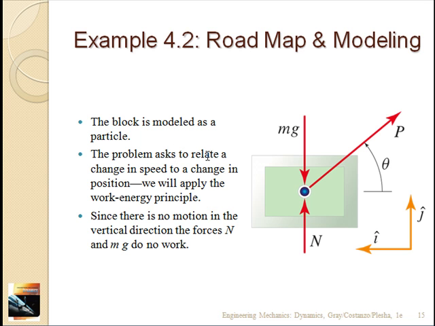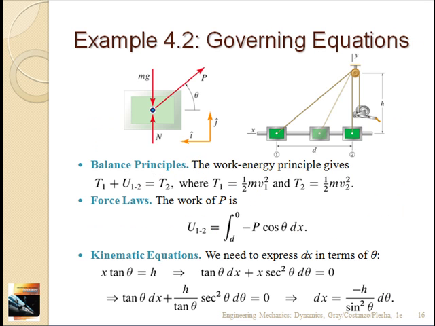So we model the block as a particle. The free body diagram is here. There's gravity down and normal force up, and then there's this tension from the rope, which is at an angle theta from the horizontal. We let i be the horizontal direction, positive left, and j be positive up. Okay, so the initial kinetic energy plus the work done is the final kinetic energy.